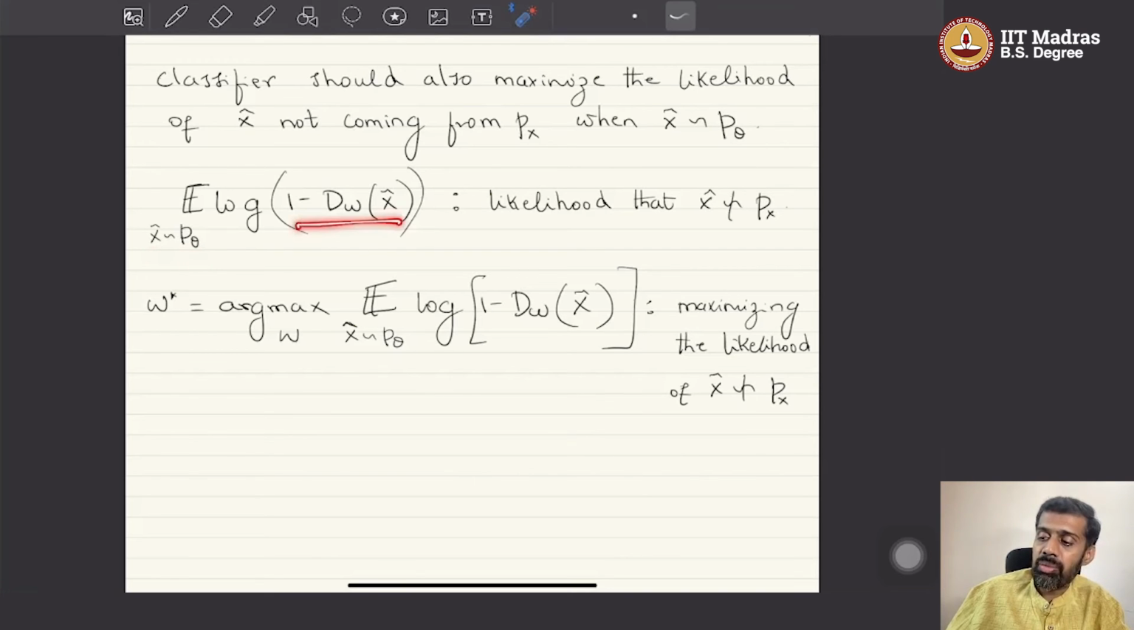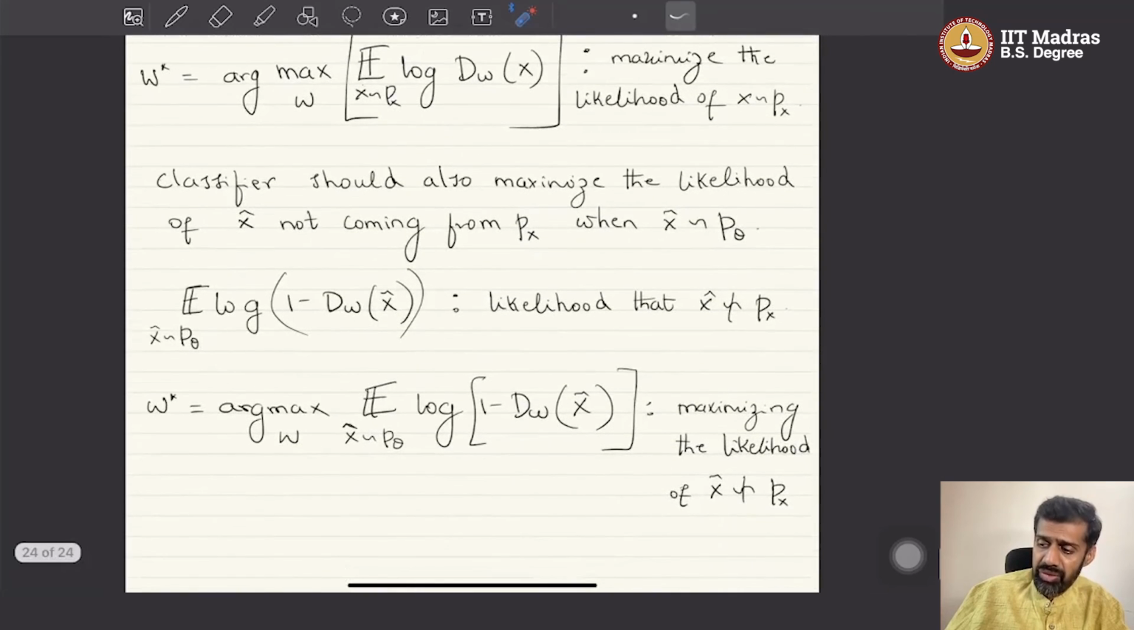So dw of x represents the likelihood of an x coming from px. 1 minus dw of x cap would represent the likelihood that whatever this argument x cap is, it is not from px, and we want that to be maximized whenever my x cap is actually not from px, or rather it is coming from p theta, right? So we want these two objectives to be satisfied whenever we are learning w star. So let us combine that.